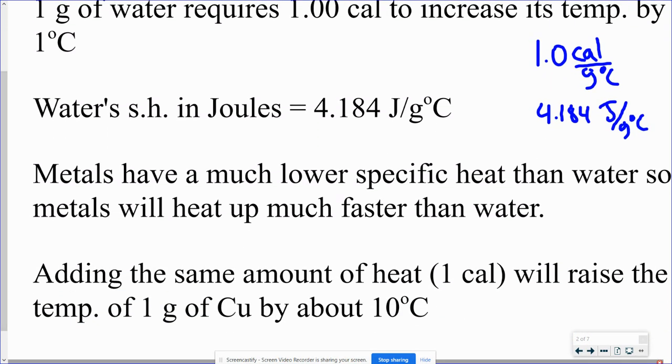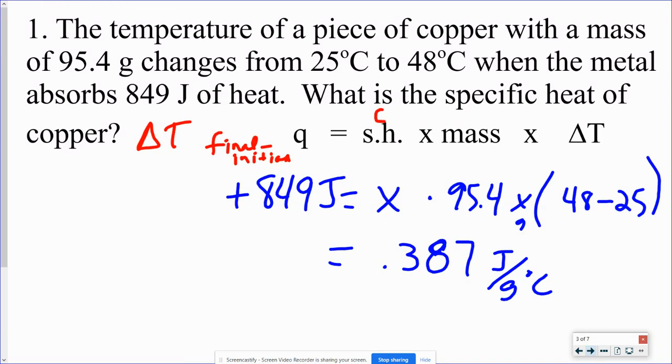Okay. If we add the same amount of heat to 1 gram of copper versus 1 gram of water, there's about a 10-degree difference. Okay, so adding the same amount of heat will raise the temperature of 1 gram of copper by 10 degrees. It will only raise the temperature of water by 1 degree. Metals heat up much faster than water.